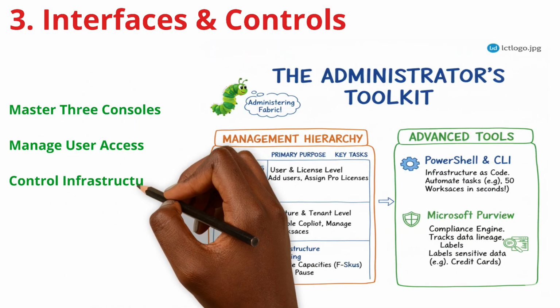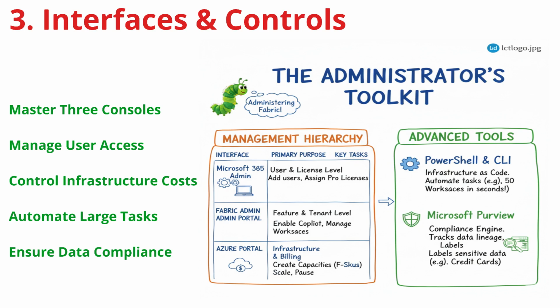In Microsoft Fabric, there is no single on switch. Instead, administrators use a specialized toolkit designed for different missions. Think of it as a command center with 3 primary consoles. First, the Microsoft 365 Admin Center is your base for identity, where you manage users and hand out Pro licenses. Second, the Fabric Admin Portal is your cockpit for the platform itself. This is where you toggle advanced features like Copilot and oversee your workspaces.